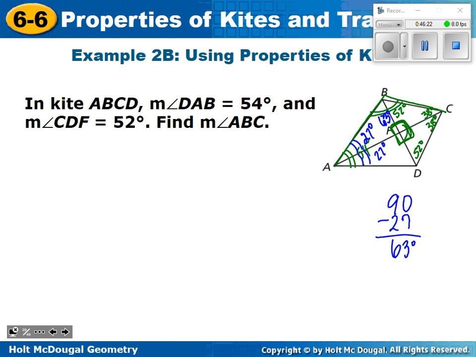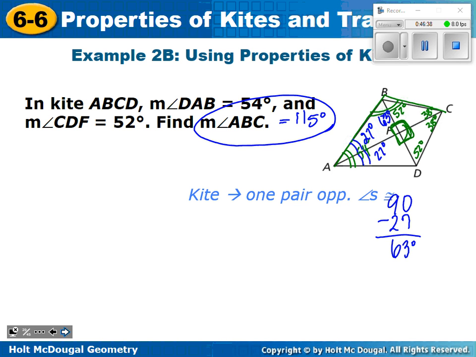So if this is 63 degrees, what does that make that whole angle ABC? Add them together, so it is 115 degrees. And then again, we can see that that angle is not bisected, right? Any questions about that? Okay.